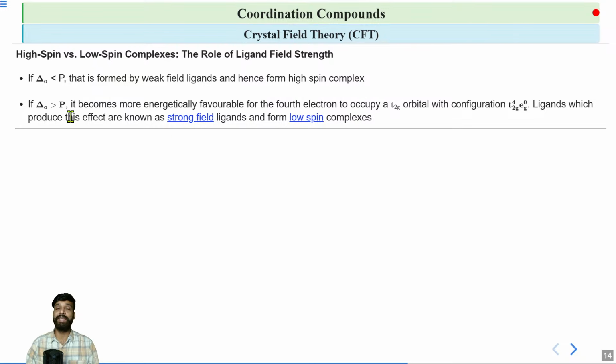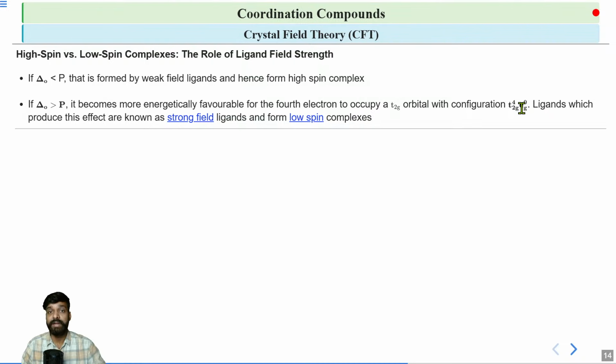Suppose the delta O is higher, meaning the energy requirement to go into the higher state is higher as compared to getting paired up. So what it will do, it will get paired up, and hence all the electrons will be in the lower level, which is known as t2g. Now one more important point here. What is t2g and eg?